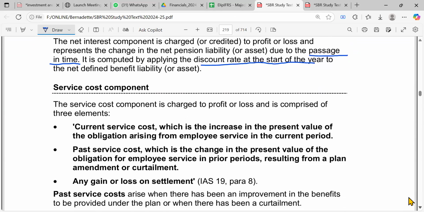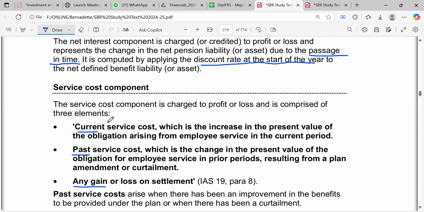Yes. And so we need to know the service cost component. The service cost component is charged to profit or loss as usual, just like the net interest component. It also goes to the statement of profit or loss. And it has the current service cost and the past service cost. But also we have any gain or loss on settlement. Okay, we'll see one by one.